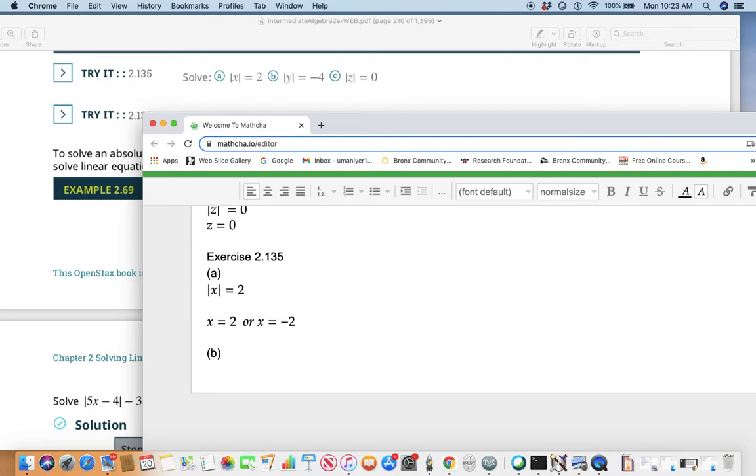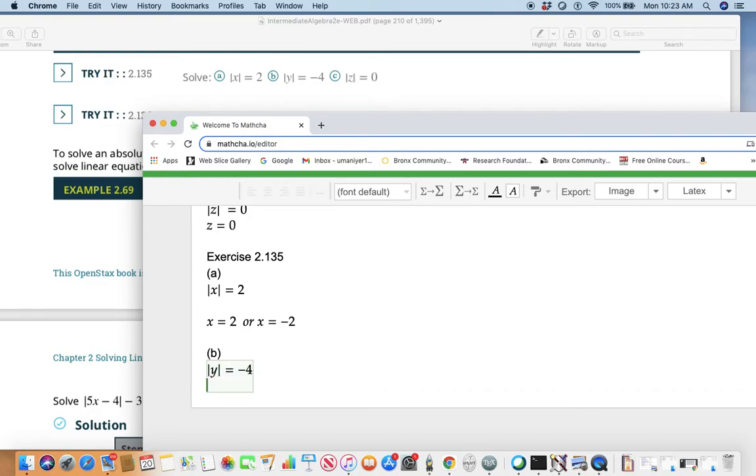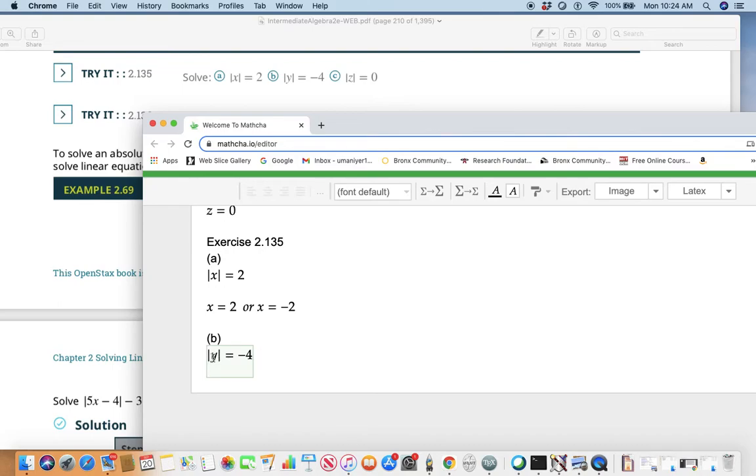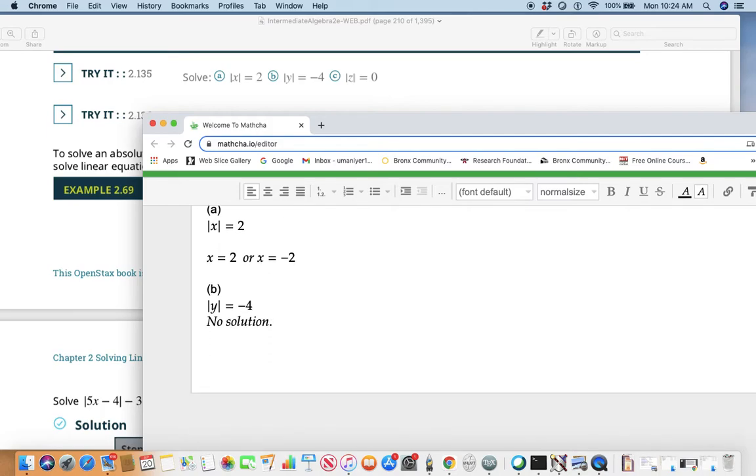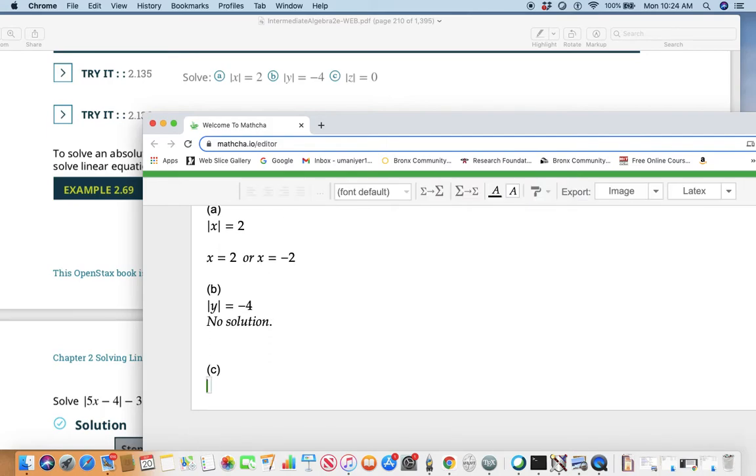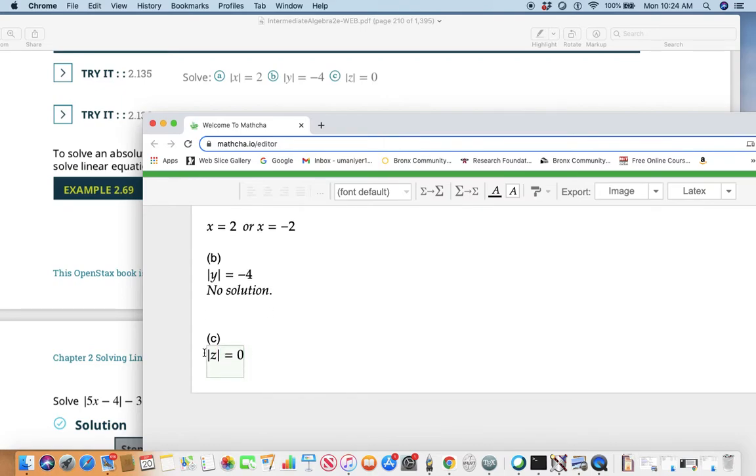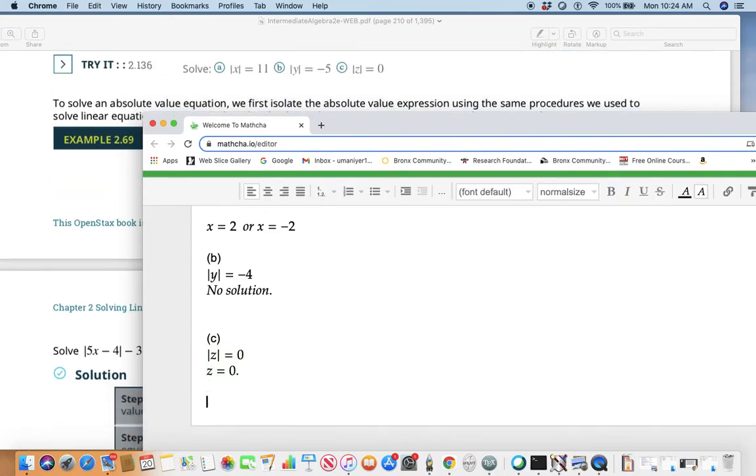B. The absolute value of y is negative 4. Well, absolute value can never be negative, so there is no solution. C. The absolute value of z is 0. The only way the absolute value of an expression is 0 is if the expression itself is 0. That's it. Let's try one more set of problems.